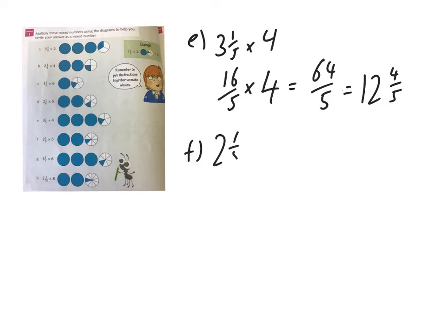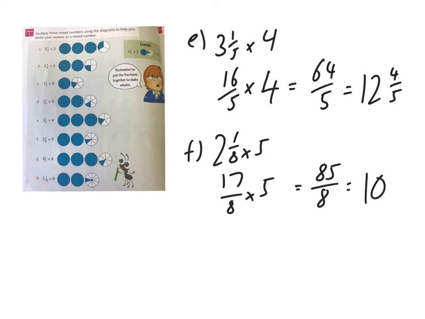F is 2 1/8 times 5. Change it to my improper fraction. 2 8s are 16 plus 1 is 17, so 17 eighths times 5. So 17 times 5, well 5 tens are 50, 5 7s are 35, so that's 85. 85 eighths, 10 eighths are 80, and 5 left over, so 10 5/8.